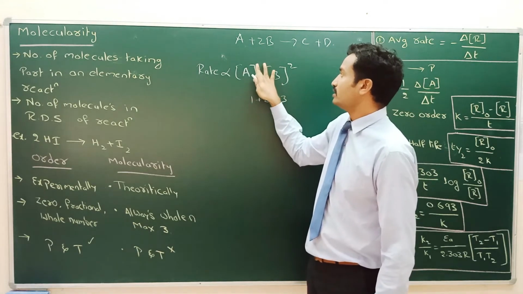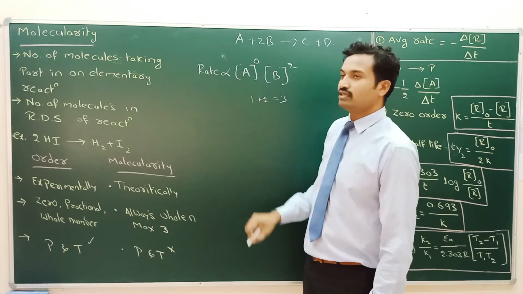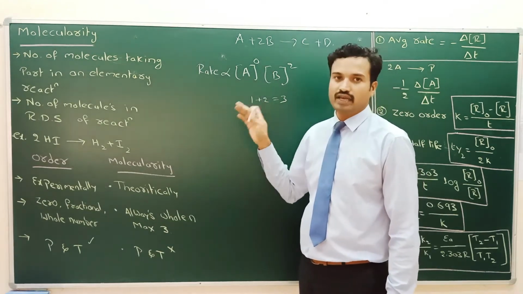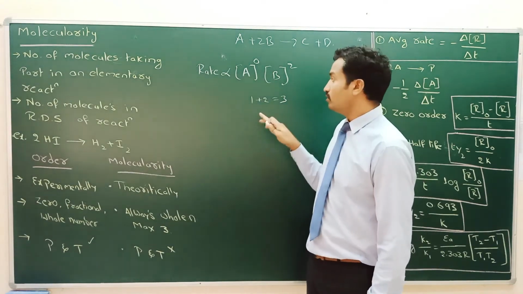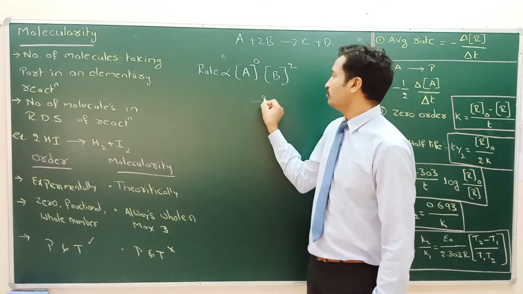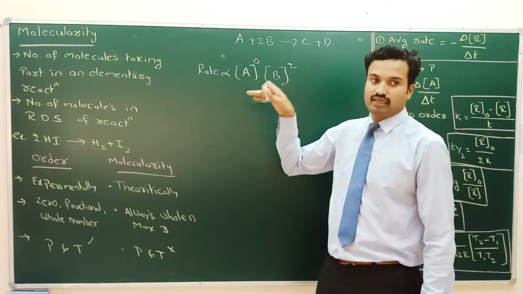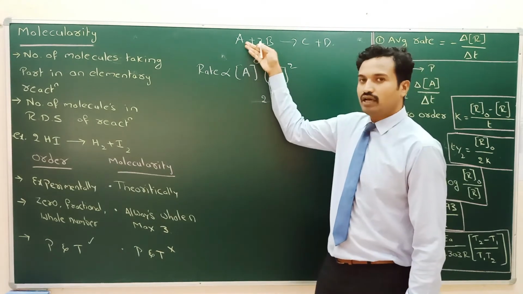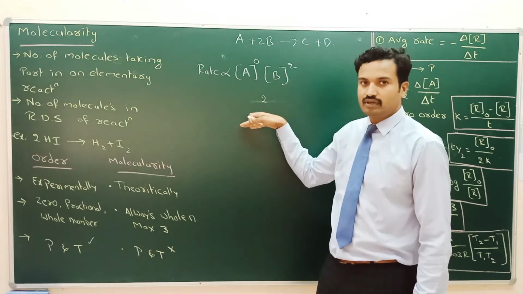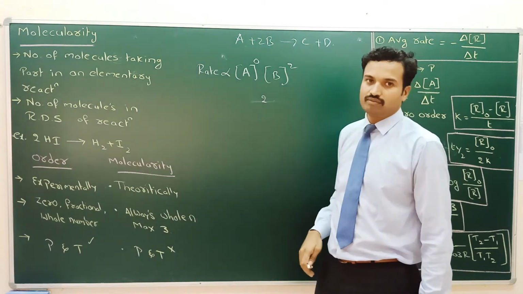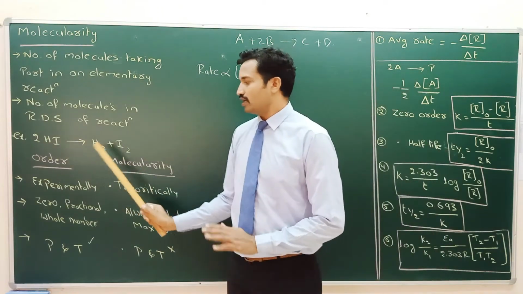Sometimes the rate of reaction may not depend on the concentration of A. So we won't consider the concentration of A in the experimental rate equation. Now the order is only 2. But molecularity is 1 plus 2, that is 3. So molecularity is from theoretical data, and order is from experimental data. Okay, this is about order and molecularity.